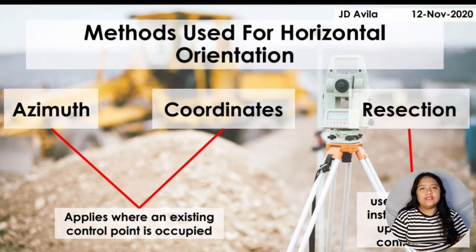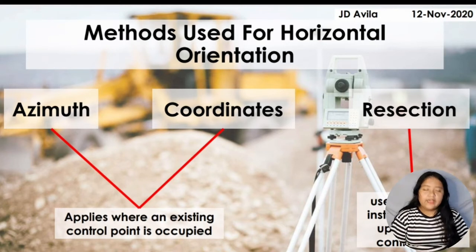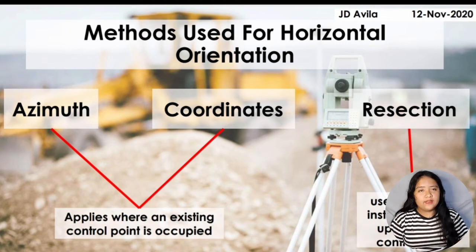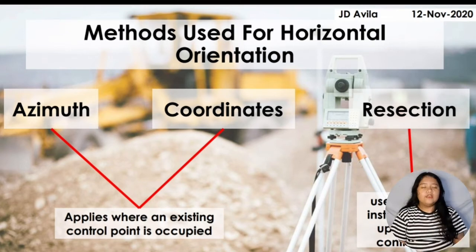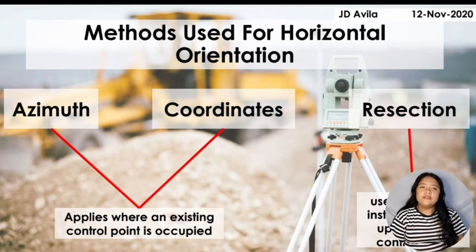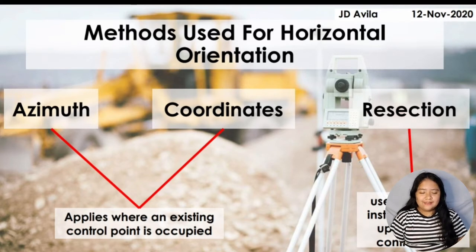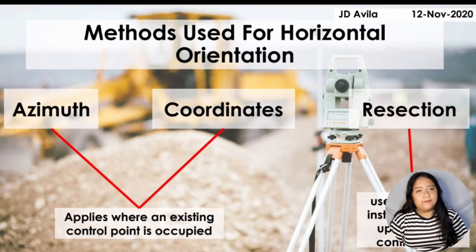In azimuth orientation, the coordinates of the occupied control station and the azimuth to a backside station are entered into the instrument. If the occupied station's coordinates have been downloaded to the instrument prior to going into the field, it is only necessary to input its point number. The backside station is then sighted, and when completed, the azimuth of the line is transferred to the total station by a keyboard stroke, whereupon it appears in the display.